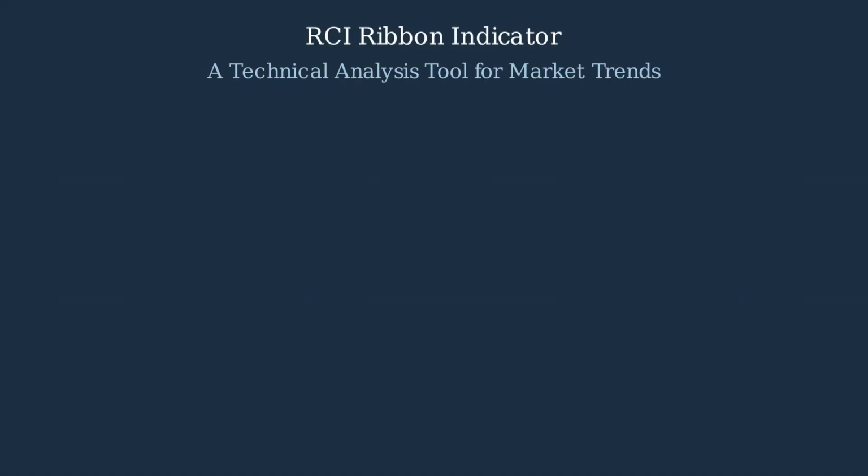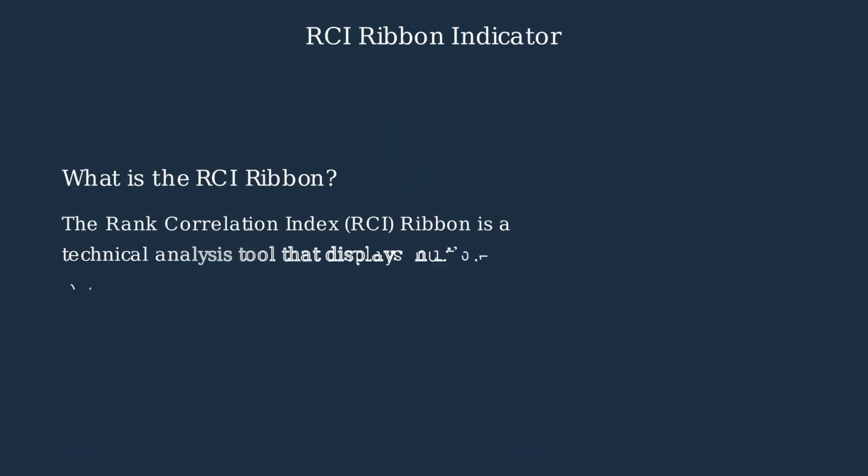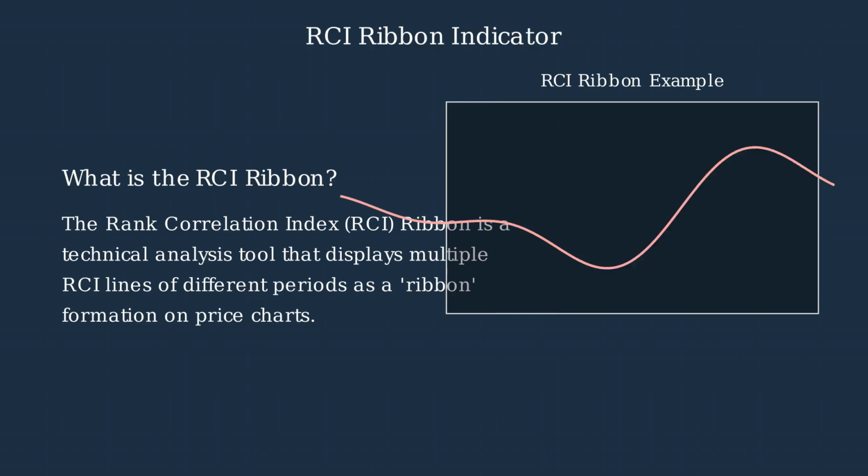The RCI Ribbon indicator is a powerful technical analysis tool used in financial markets. The Rank Correlation Index, or RCI, measures the correlation between price and time, helping traders identify potential trends and market reversals. What makes the RCI Ribbon unique is its visual representation of multiple RCI lines with different time periods displayed together as a ribbon formation.